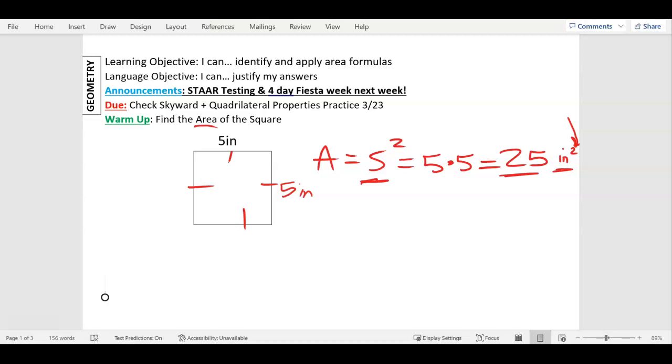Okay. Next week is STAR testing for English and also Fiesta Week, 4-day week. Friday's off, right? So now back to our notes.